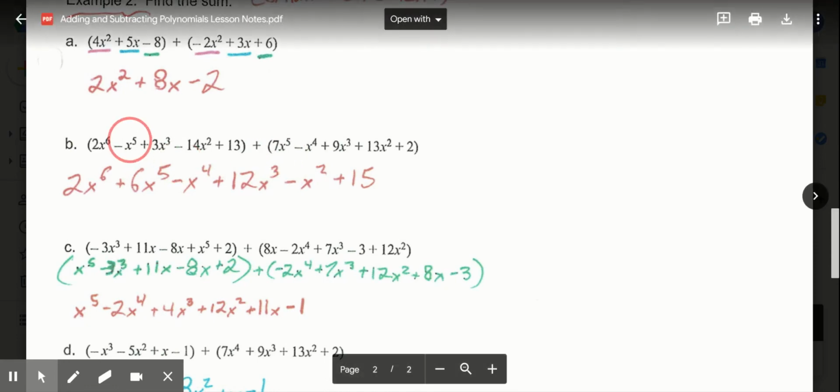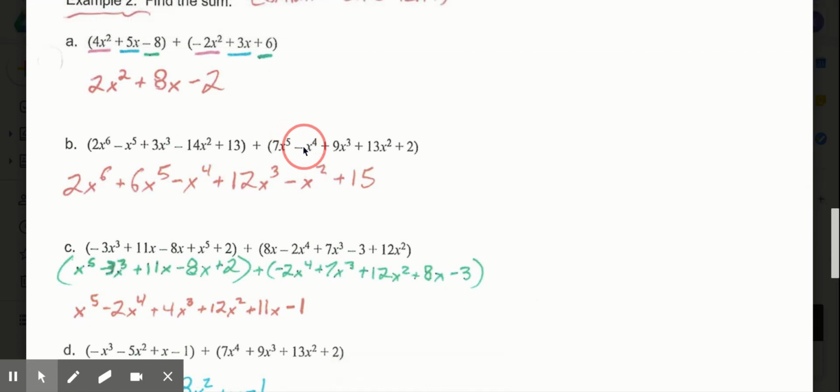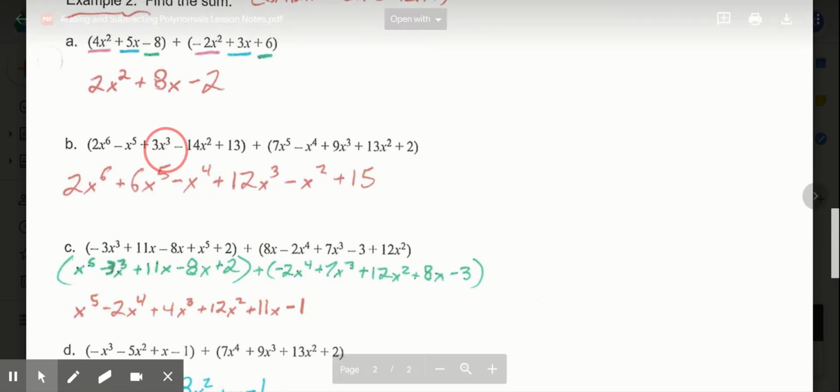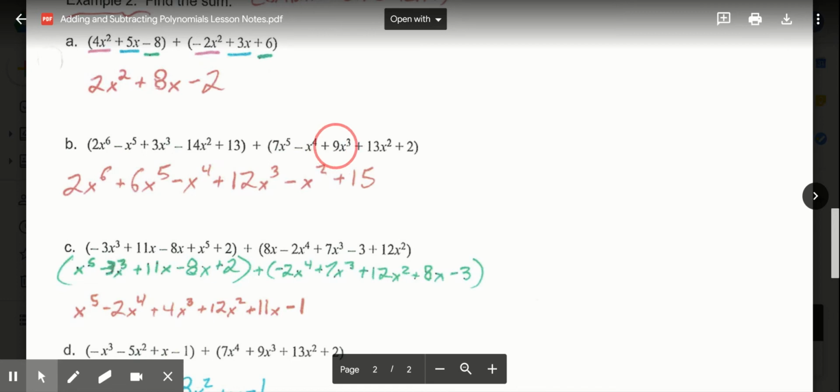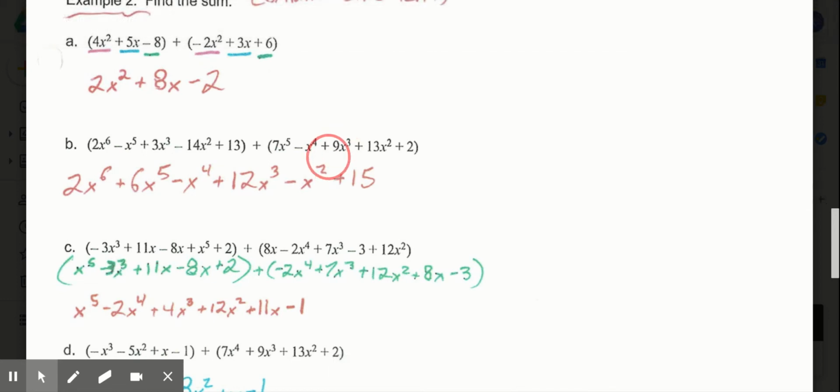So a positive 7 plus -1 is 6x to the 5th. Then there is no x to the 4th here, but we have a -x to the 4th here, so that just comes down as minus x to the 4th. Plus 3x to the 3rd, and the plus 9x cubed becomes plus 12x to the 3rd. Minus 14x squared and a positive 13x squared leaves us with a -1x squared. And then 13 plus 2 gives us 15.